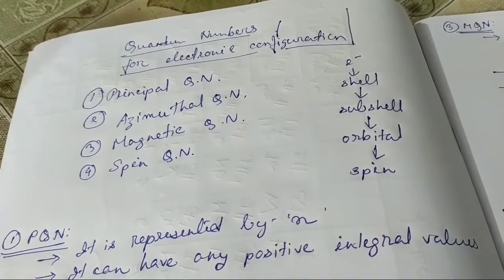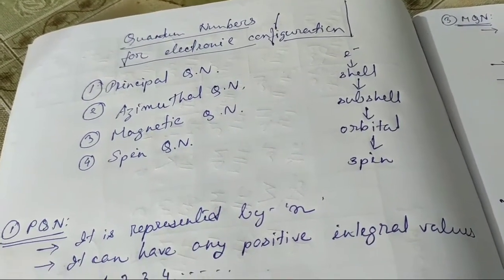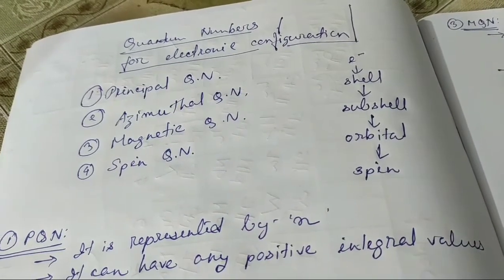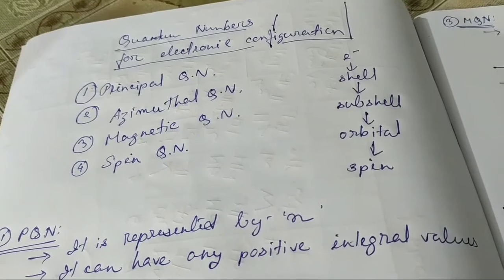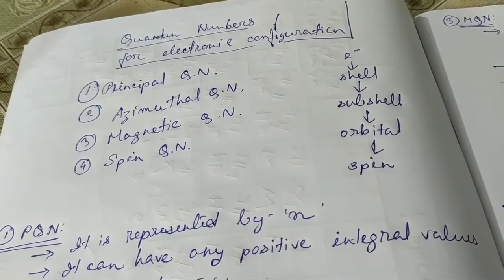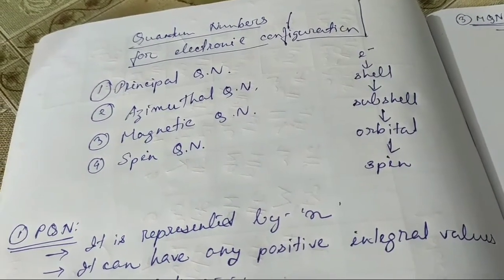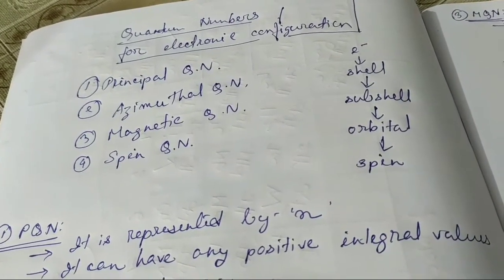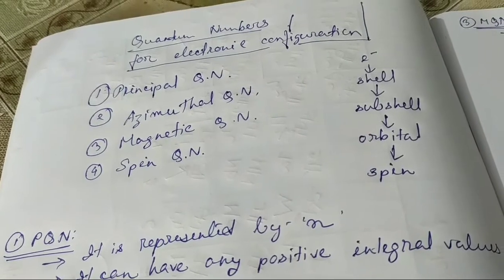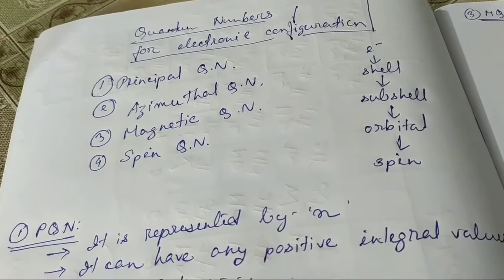Those quantum numbers are known as the principal quantum number, azimuthal quantum number, magnetic quantum number, and spin quantum number. Combining all these 4 quantum numbers will give you the complete address of an electron in an element.